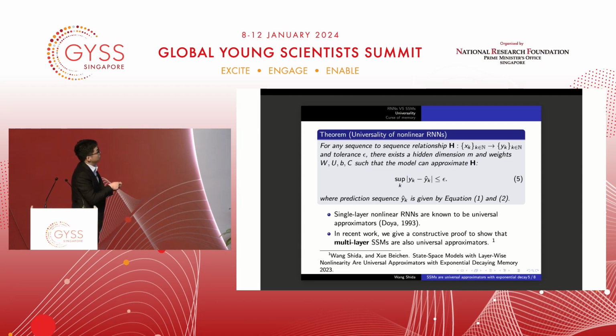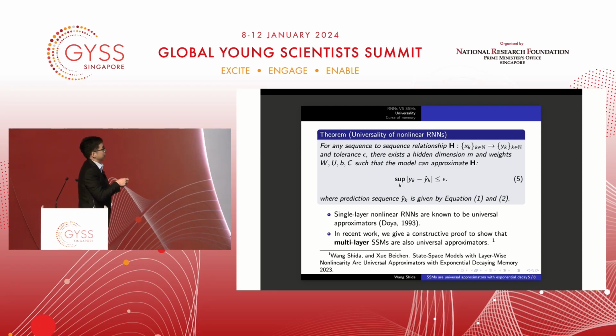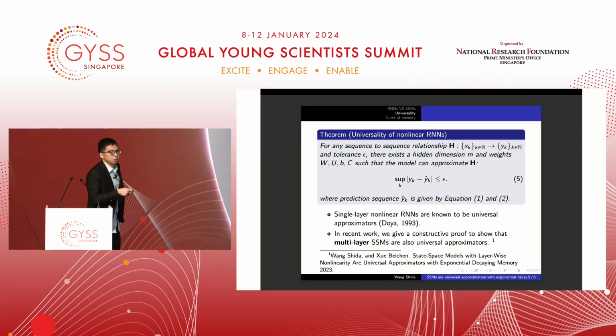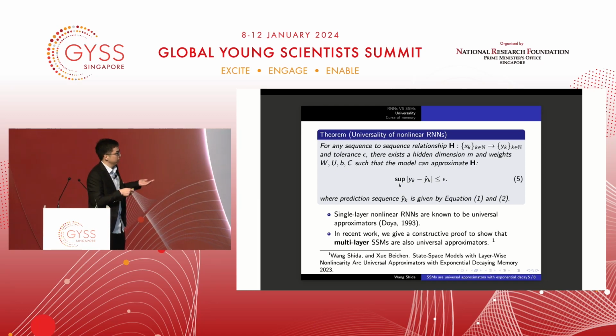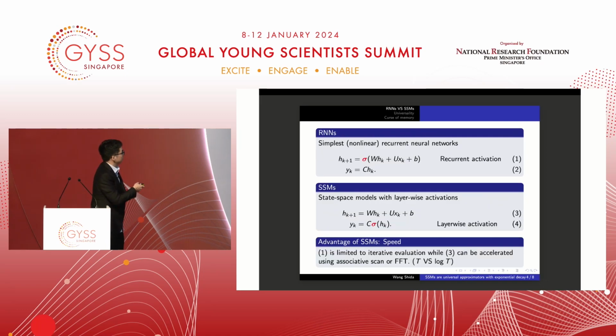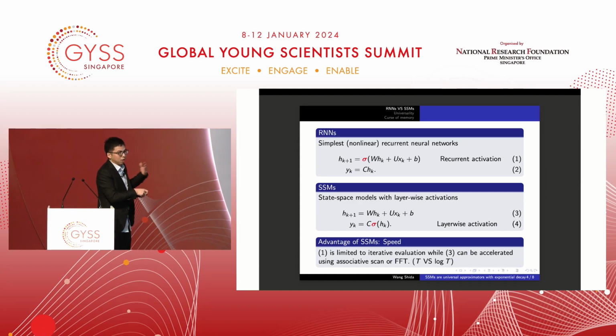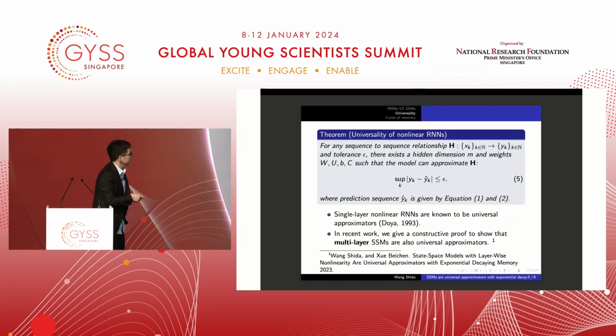Here I did not put the specific condition, but usually this sequence-to-sequence relationship needs to be nice enough. For example, it needs to be bounded, continuous, and also causal and time homogeneous. Such assumptions are reasonable because, for example, with causality, you cannot use this model to predict something in the future without the corresponding information.